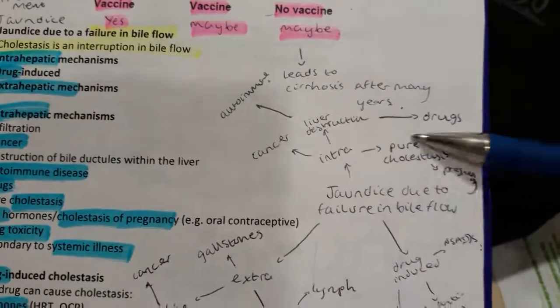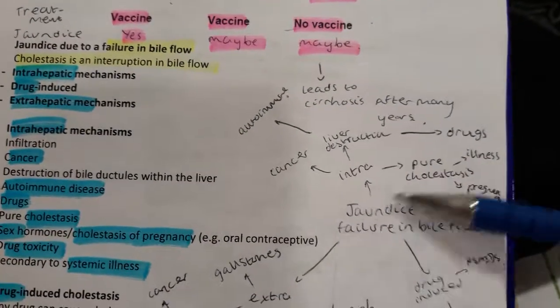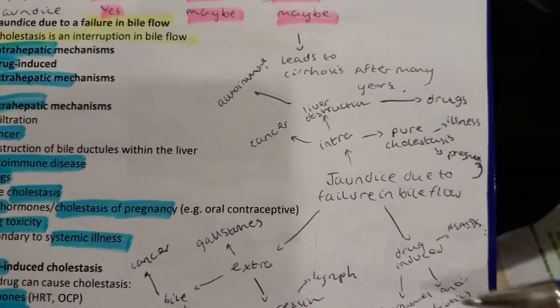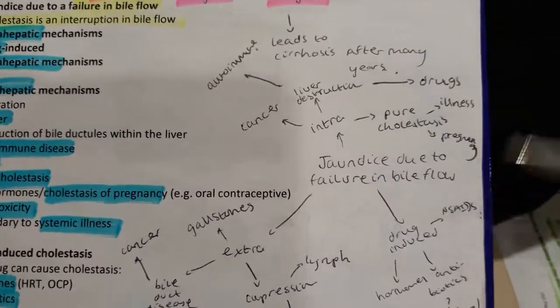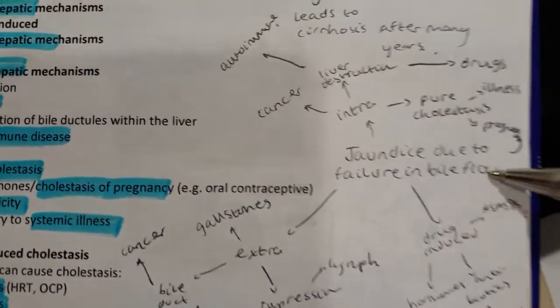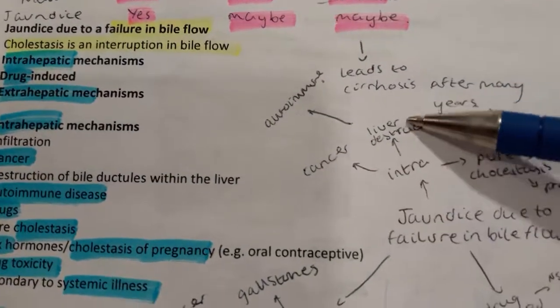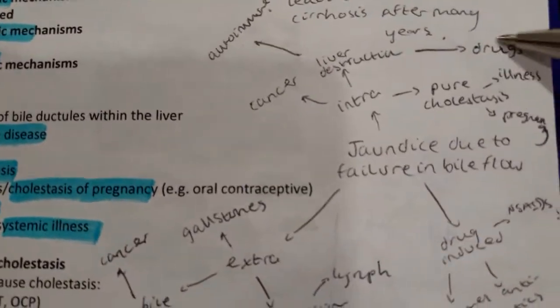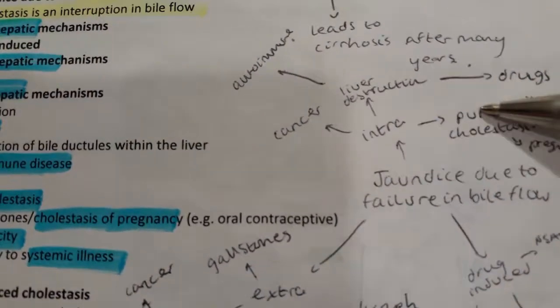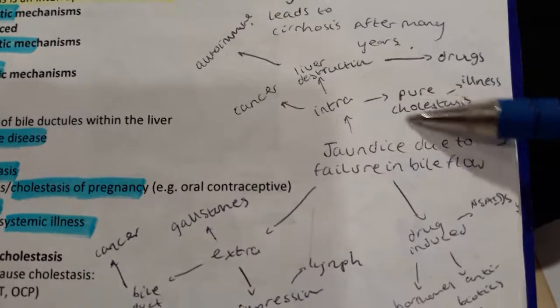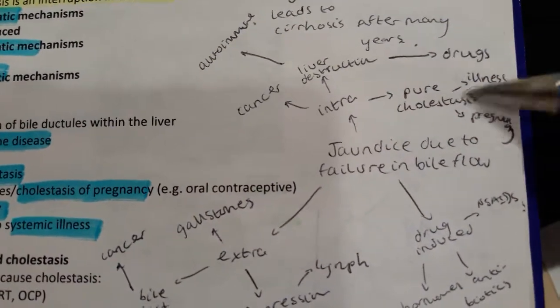So having looked at jaundice due to a failure in bile in the liver, or pre-hepatic hemolysis and Gilbert's, jaundice could also be due to a failure in bile flow, which could be intrahepatic, such as liver cancer, or liver destruction, whether autoimmune or due to drugs and chemicals like alcohol or toxic insult. It could be due to pure cholestasis, as a result of pregnancy and illness.